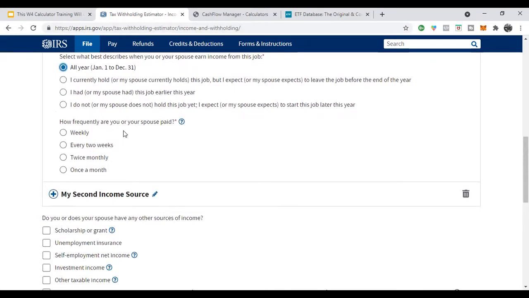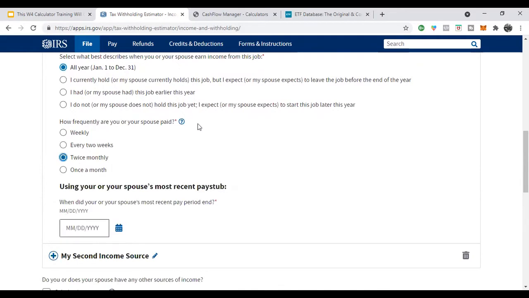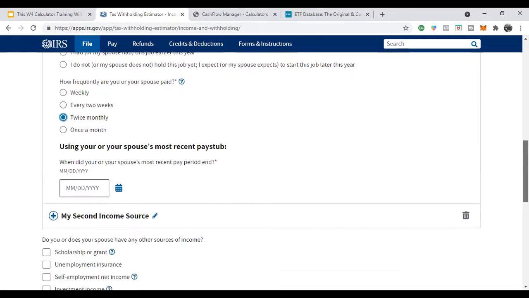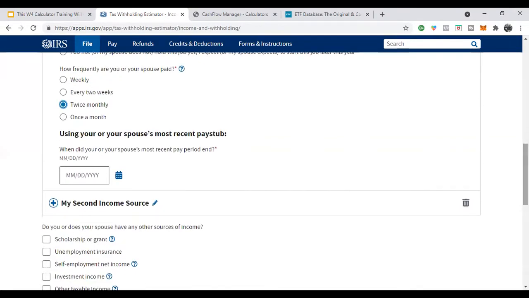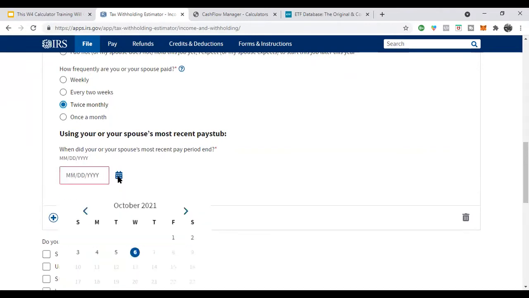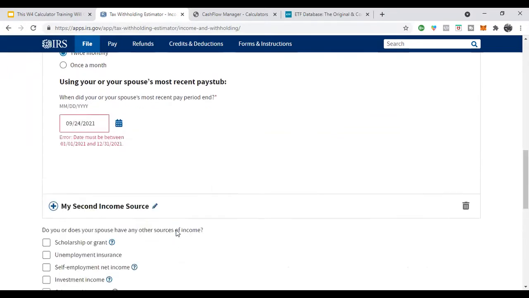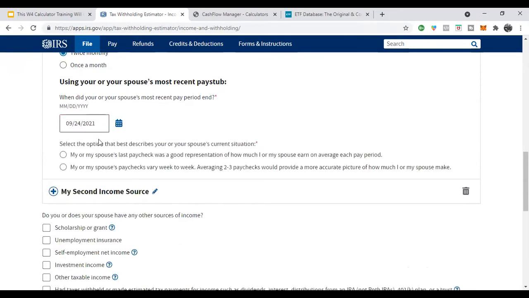On this one, we're going to do twice monthly, because I believe that's how it was for them last time. It was either every 2 weeks or twice monthly, but we'll just do twice monthly. Using you or your spouse's most recent pay stub, when did your most recent pay period end? So I'm just going to choose the last Friday in September because it's currently the 6th. So we'll take it back and we'll say the pay period ended on September the 24th.